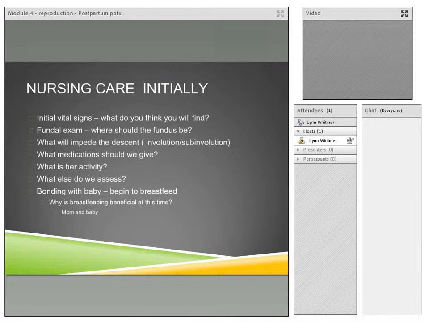Involution takes place over time, and you should see about a 1 centimeter drop in the abdomen every 24 hours. So at the time of birth, the uterus will be right around the umbilicus, a little bit below, but the next day it should be 1 finger breadth below, 2 days, 2 finger breadths below, 3 days, 3 finger breadths below the umbilicus.